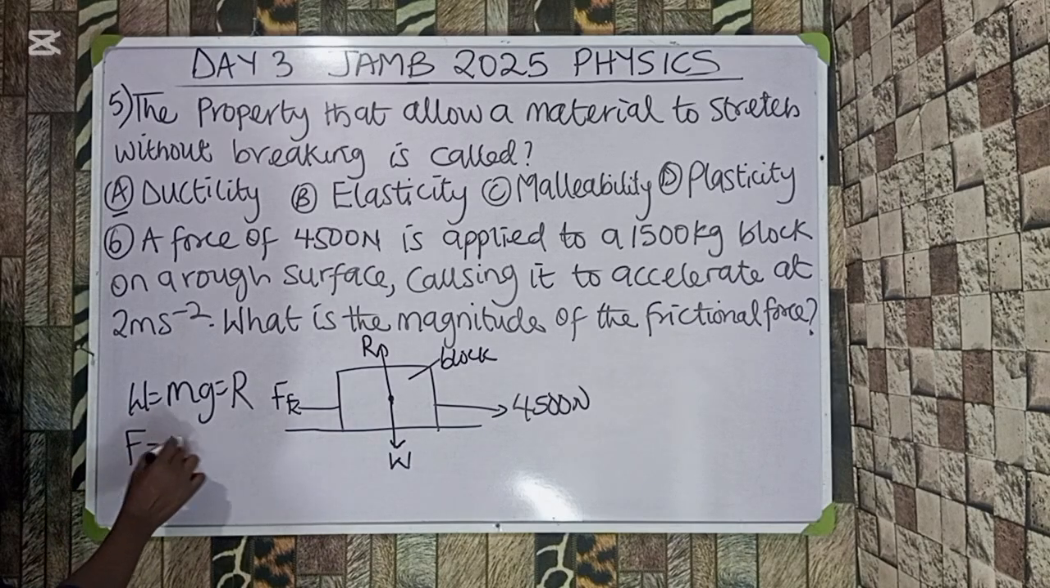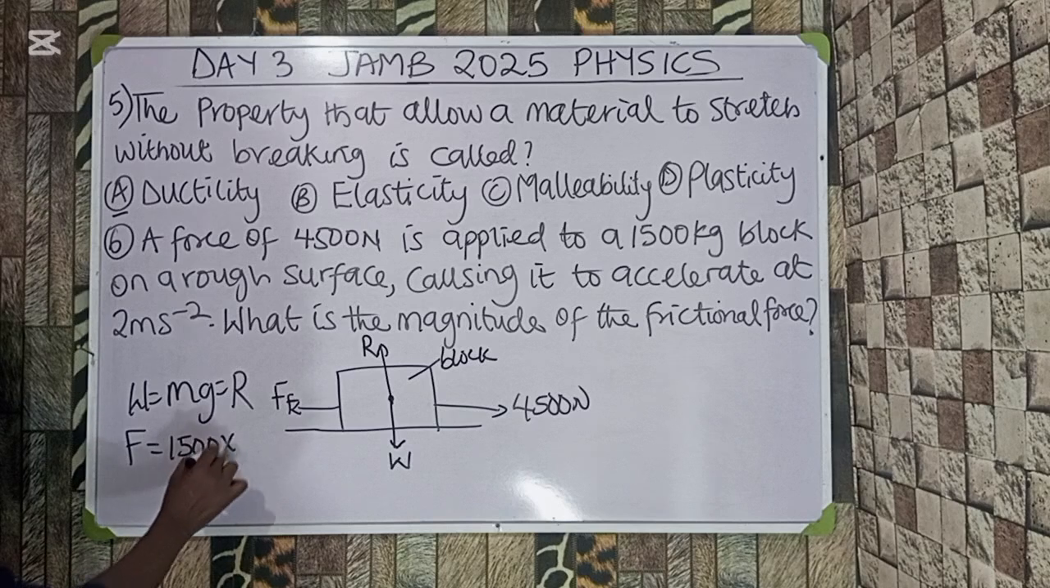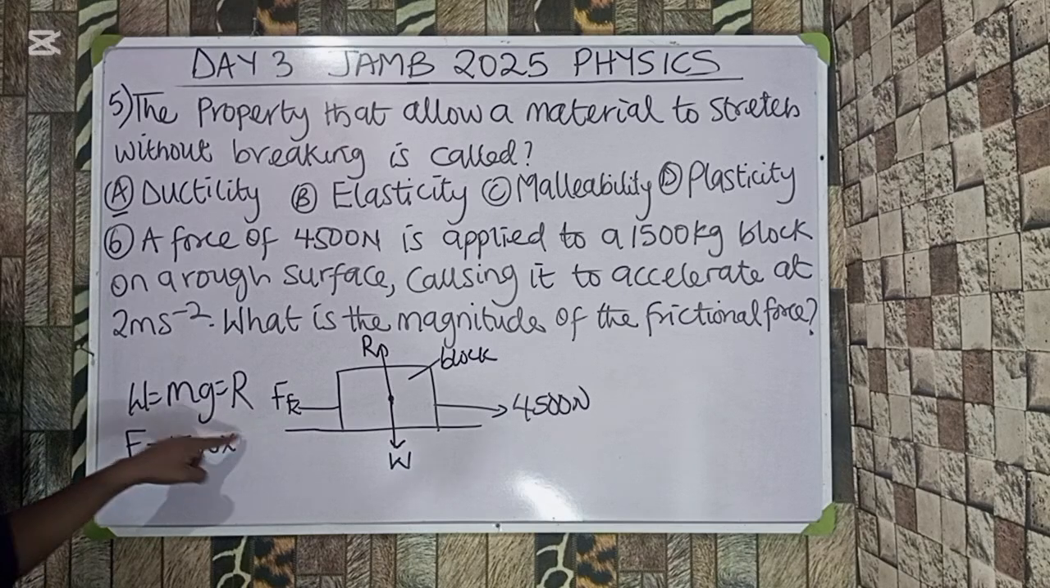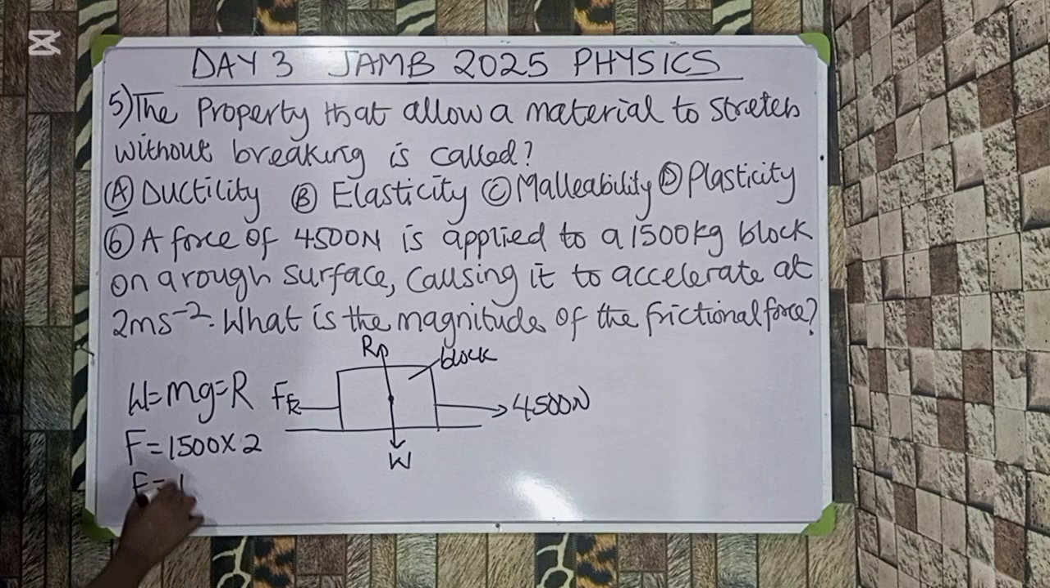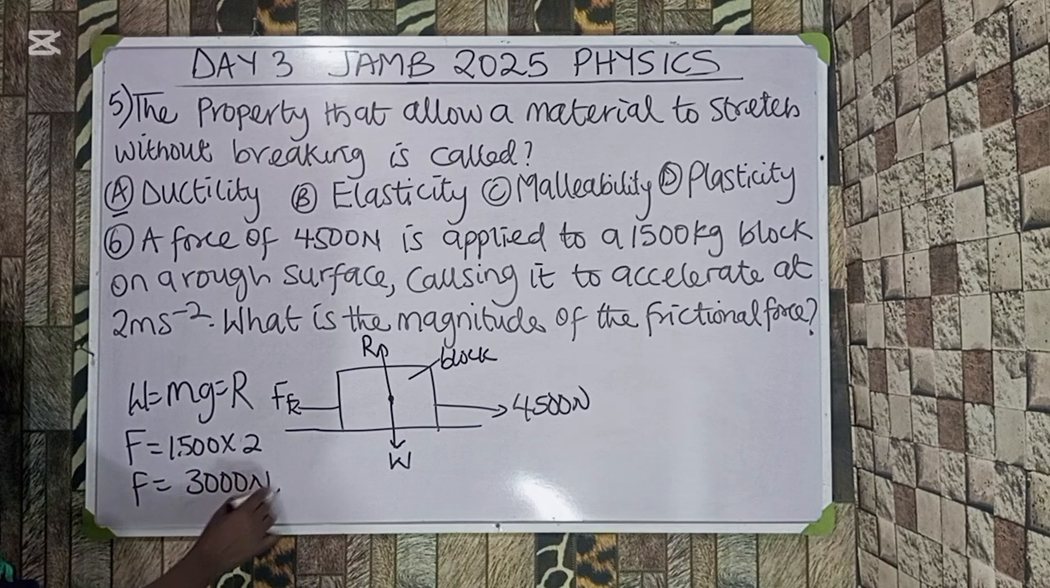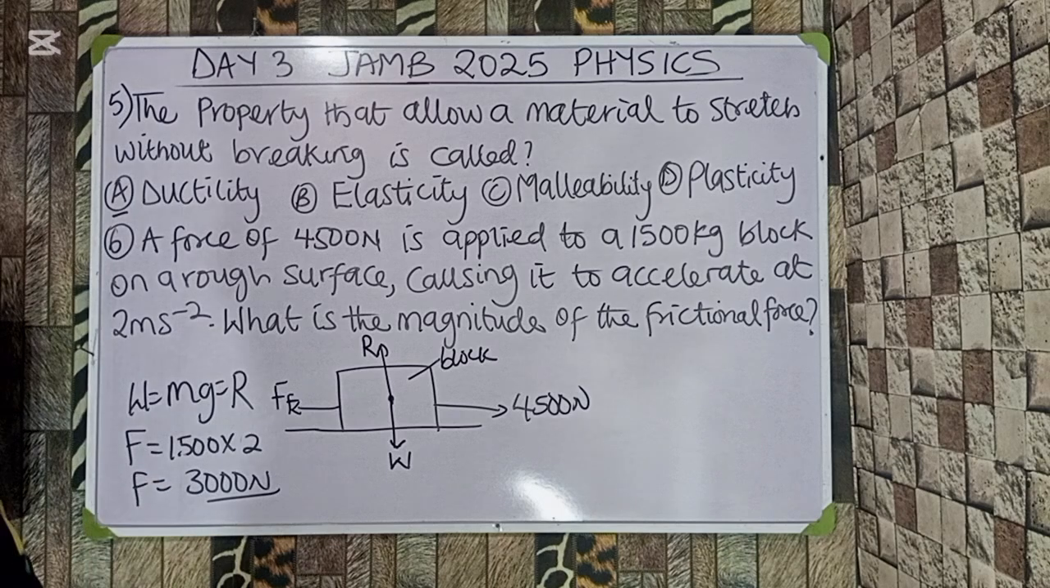To my mass, and my mass is 1500 multiplied by acceleration, which is what? A. But here what we are using is the horizontal acceleration, okay, which is what? A, right? So we give the value to be what? 2. Then the total force is 3000 Newton, right? Now the question is, calculate the frictional force.